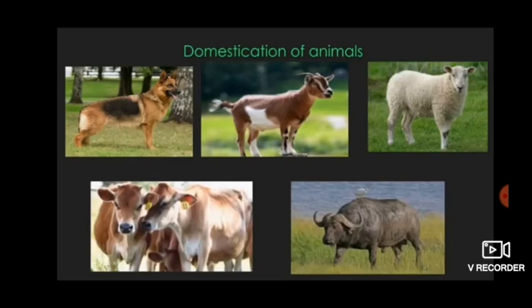Okay, so let us study about domestication of animals. Now as you can see in the slide, the animals that were domesticated were dog, goat, sheep, cattle, buffalo, etc. And they were useful to man in many ways.